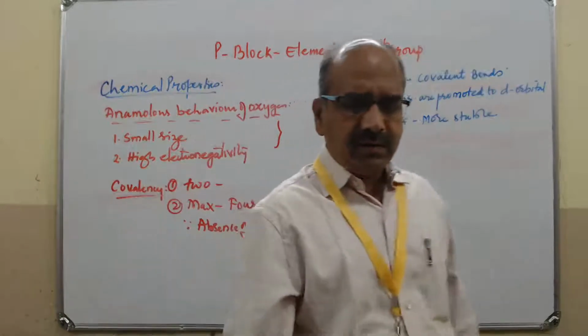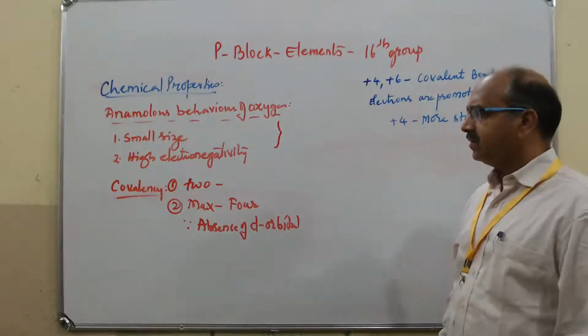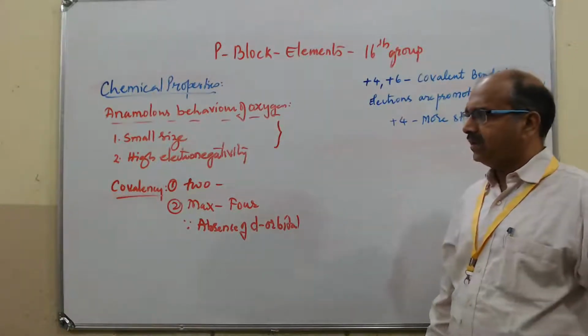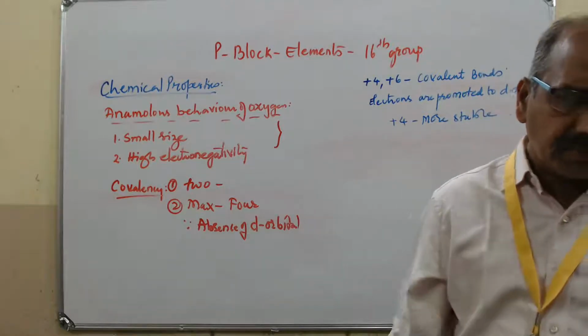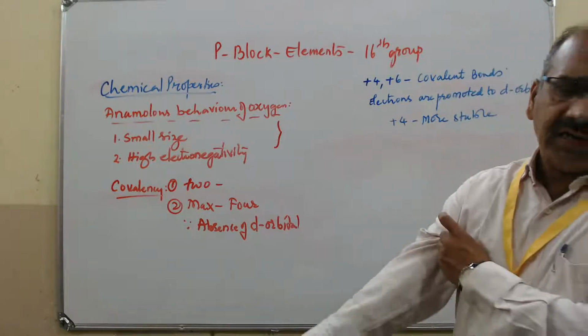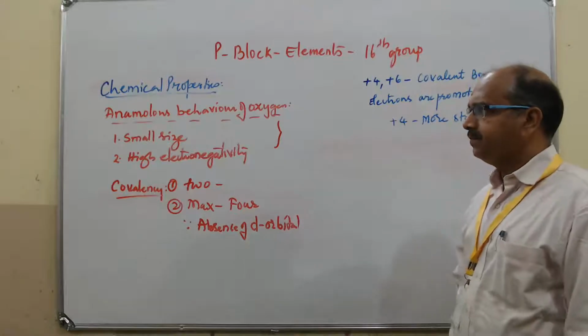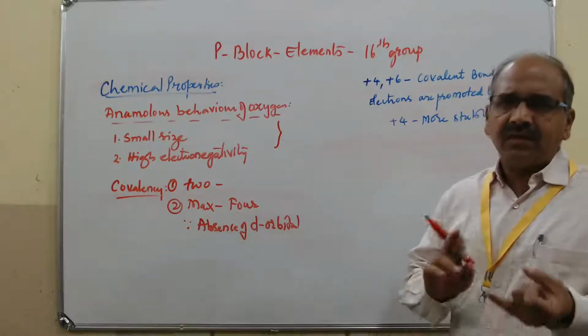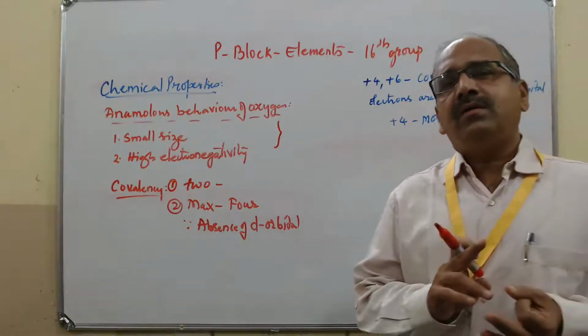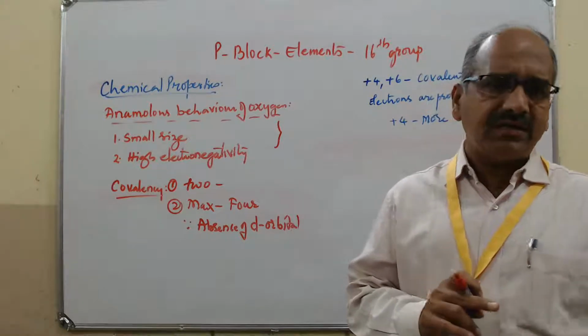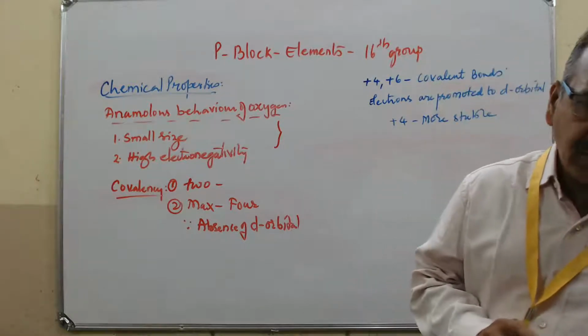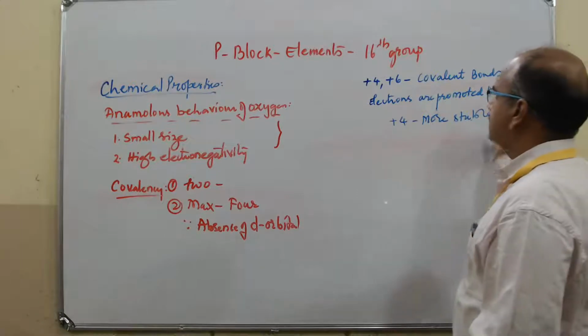Because of that, the +4 oxidation state or the covalency of 4 that it should be showing, it is not going to show. Other elements of the group, sulfur, selenium, tellurium, polonium, all exhibit even 4 as the covalency. Next.